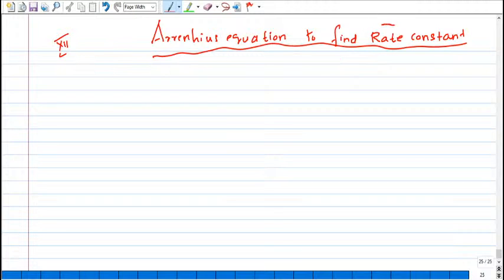So you know what the rate constant symbol is? It is nothing but K. Arrhenius found a mathematical equation for finding the rate constant: K is equal to A e power minus Ea by RT. This is very, very important. Remember this. Minus Ea by RT.